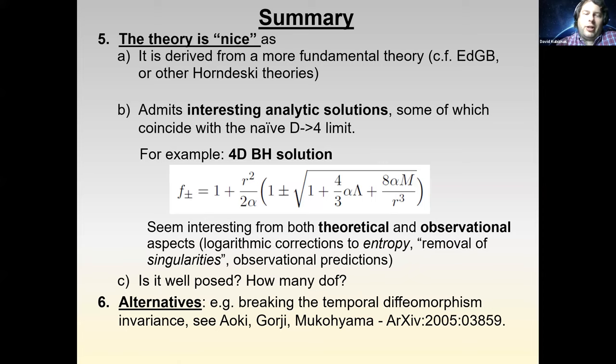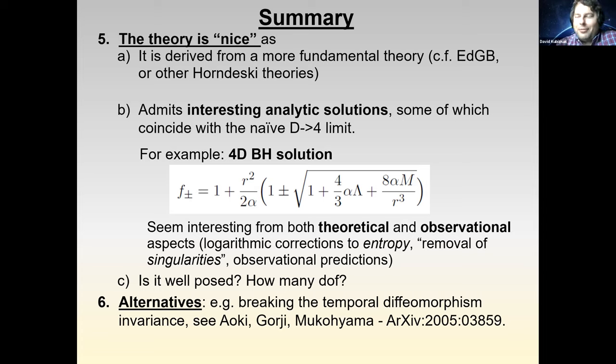Now what is not clear at this point is whether the theory is well posed and how many really propagating degrees of freedom it has. Naively you have scalar and you have tensor, but a scalar does not make it to infinity. People have shown that the asymptotic infinity does not contain any scalar waves or anything like that. But that doesn't mean that you don't have a propagating degree of freedom.